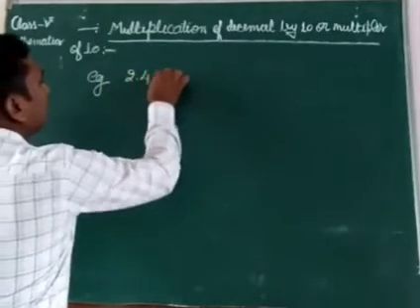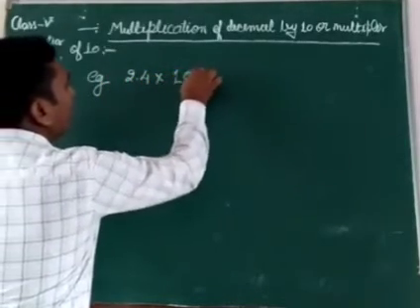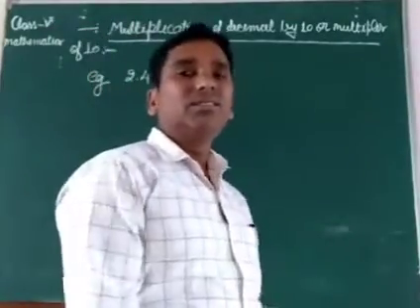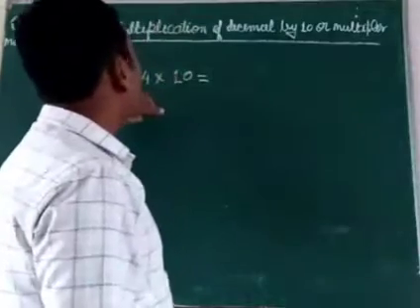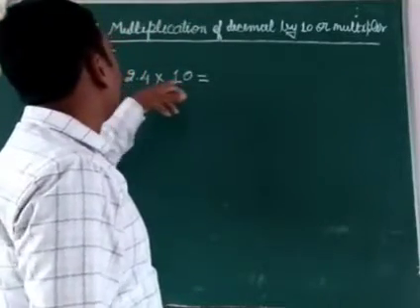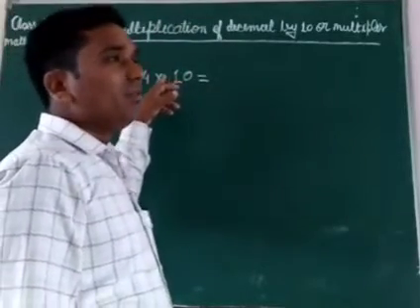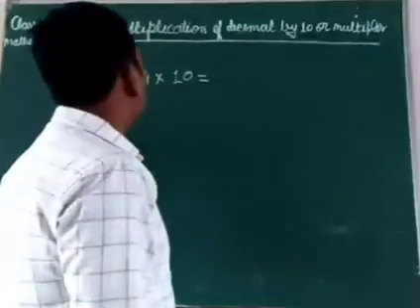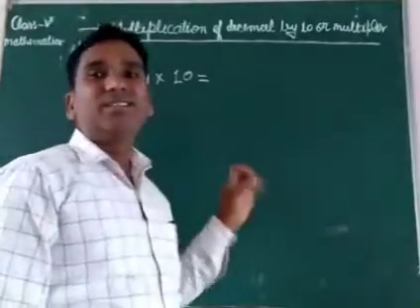2.4. If you are going to multiply it by 10, how will you multiply? Here is the decimal point and here is 10. I am going to tell you one short method, a short trick, by which you can multiply just by seeing the numbers.